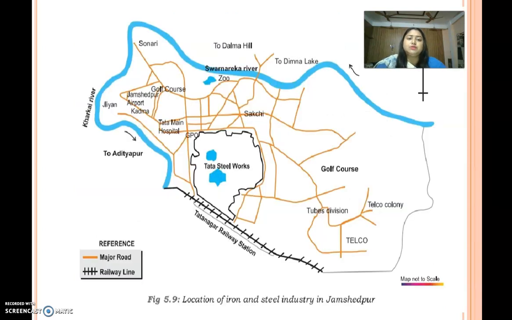So let us move on to this plant now. This is the location of the iron and steel industry in Jamshedpur. Here you can see Sakchi, the place near which the Tata Steel Works has been set up. And you can also see, along this blue line, the three rivers that come together and ultimately form the place called Sakchi. And just in Sakchi, this Tata Steel Works is set up.